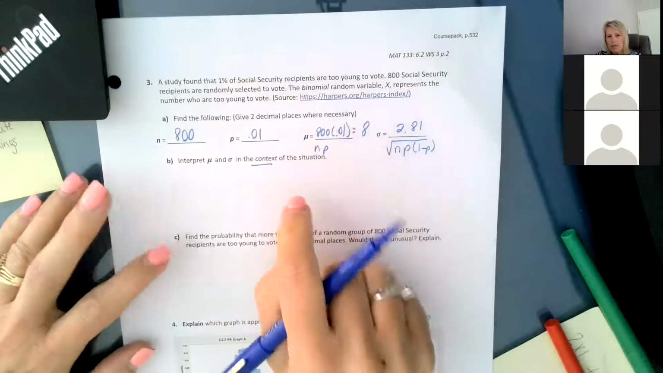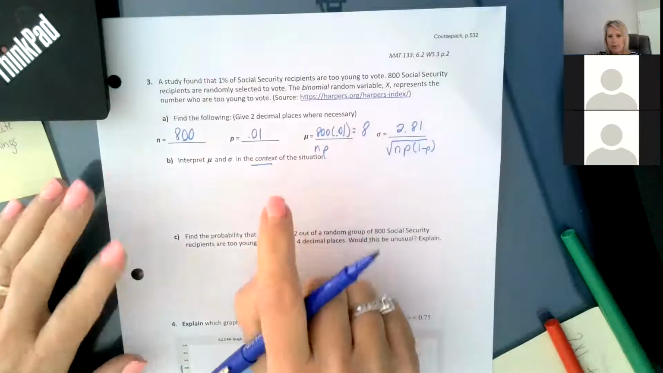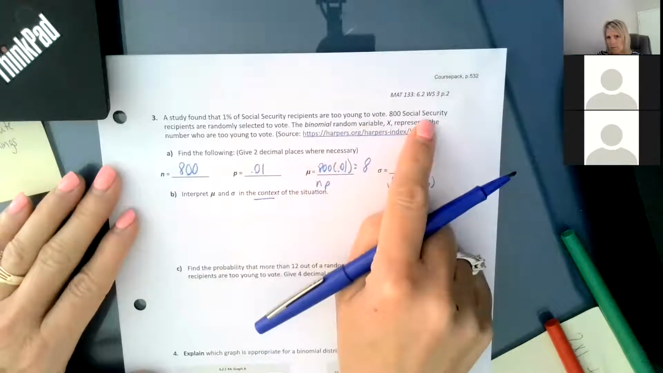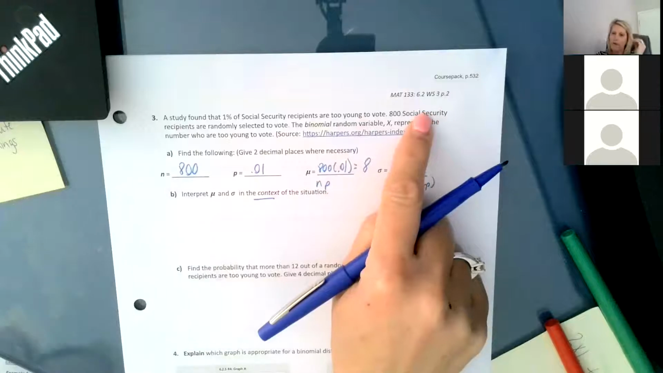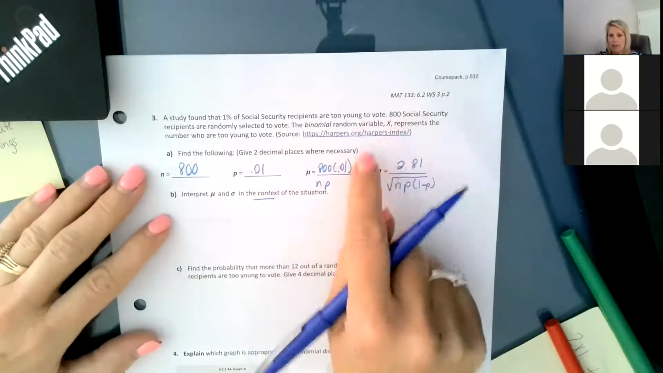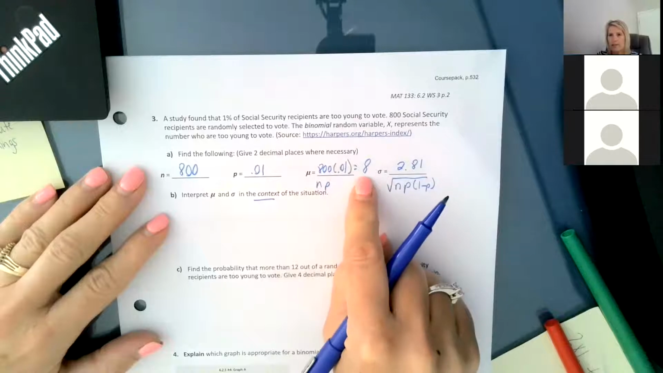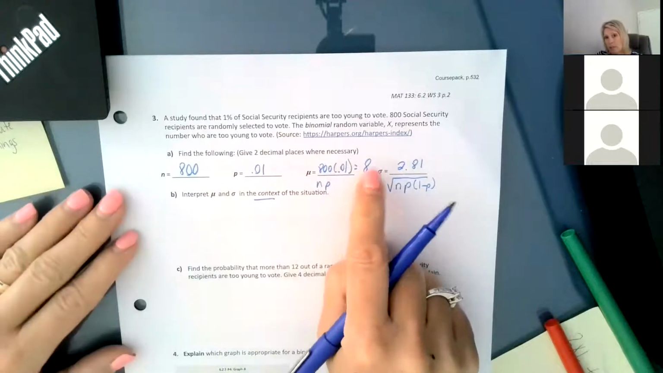So when we interpret this mean and standard deviation, it's a little bit different than chapter 3, because this time we're always going to say out of the N, because it's an average out of this particular sample size, right? It would be different if we had a sample of 2,000. This mean would be a little bit different.